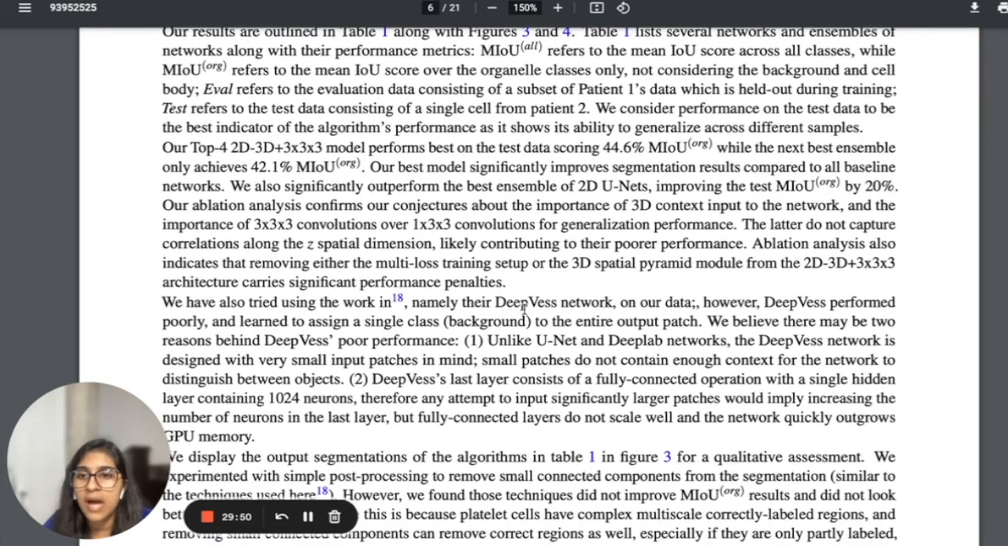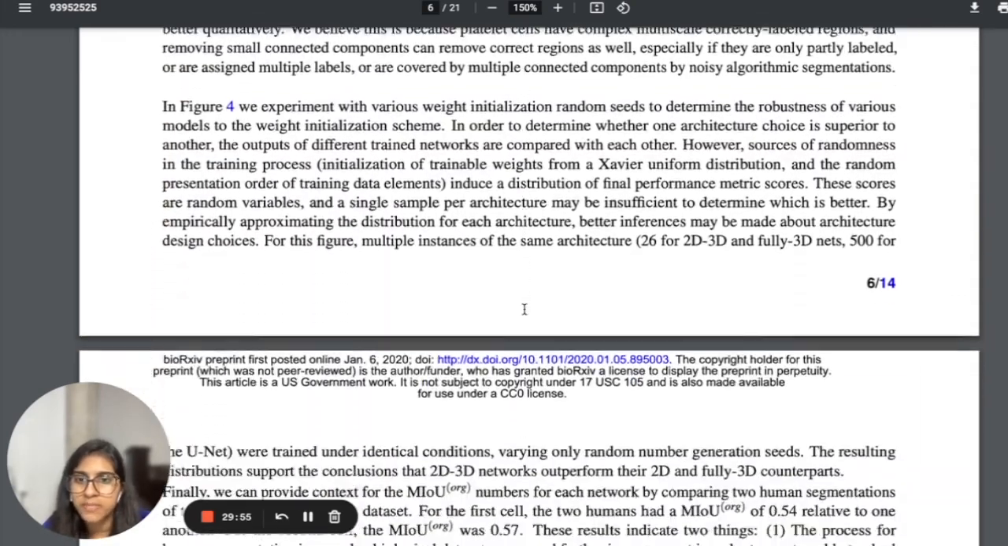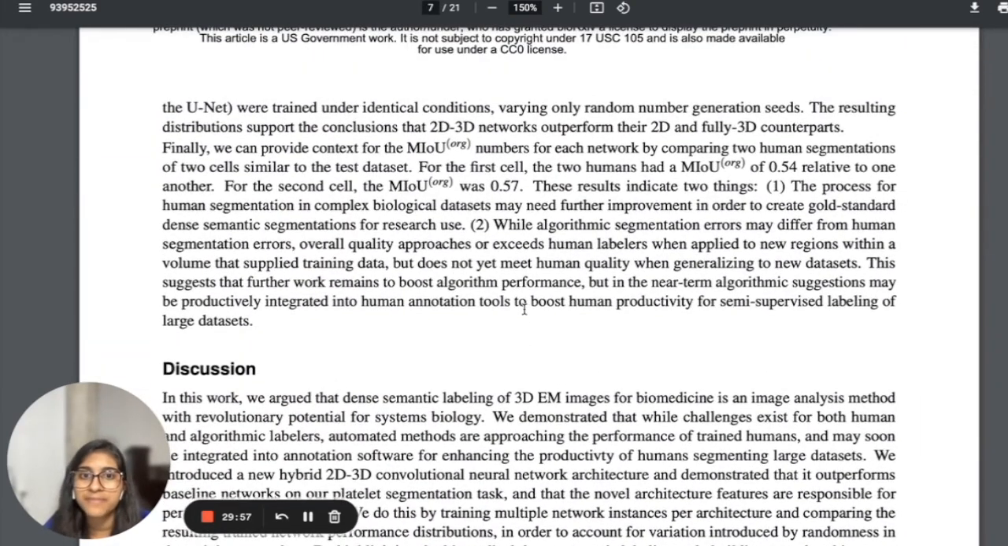And so it talked about the ablations and the baseline networks that it used and how it compared. And then it talked more about that. In terms of that, the model really outperformed. For the first cell, it had an MIOU of 0.54 relative to the other, and the second cell, it was 0.57. And so it indicates two main things.